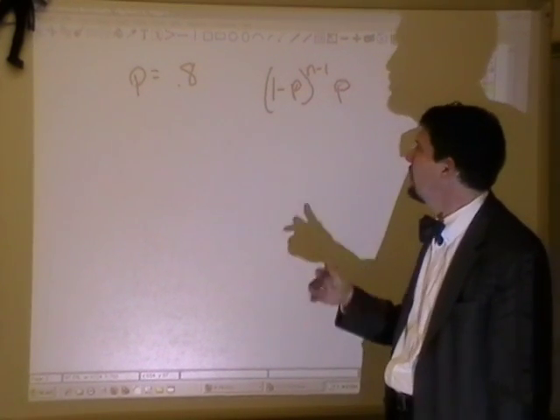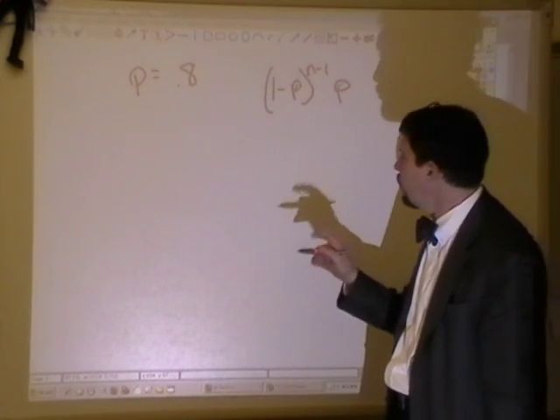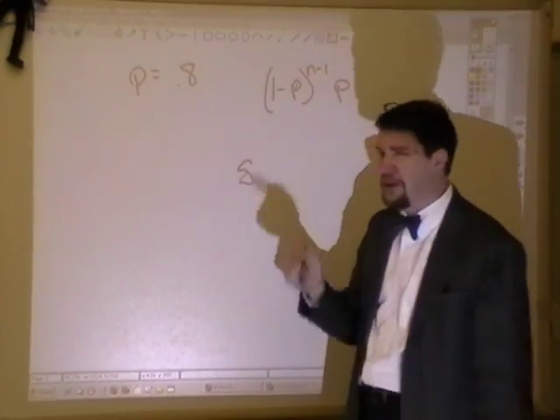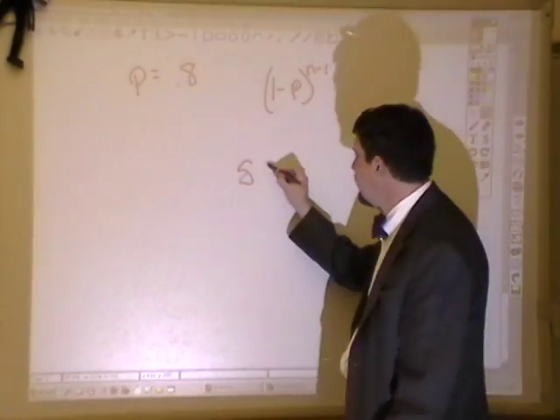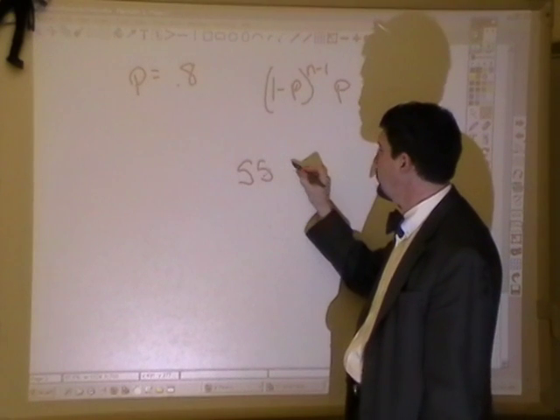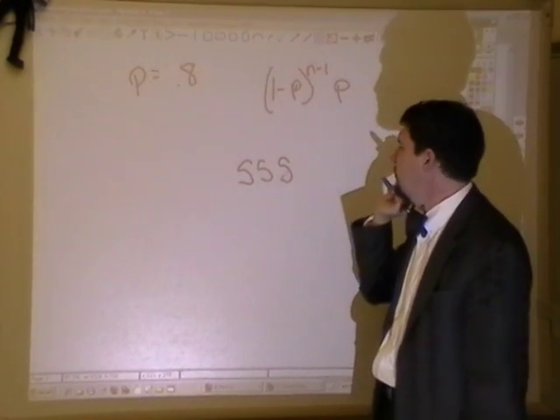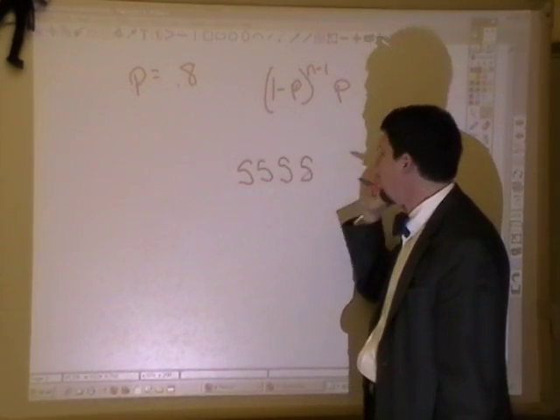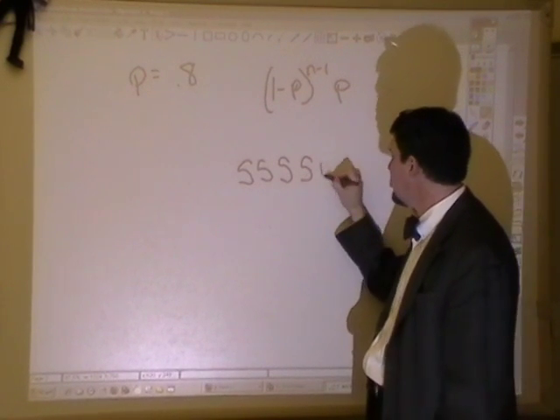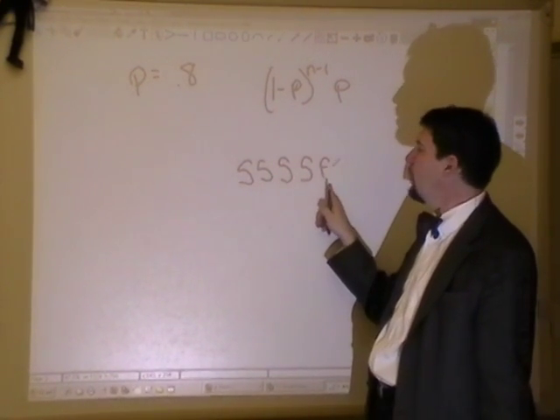I have 5 shots. And what happens on the first one? He makes it, so he has success. What happens on the second one? He makes it, he has success. What happens on the third one? He makes it, he has success. What happens on the fourth one? He makes it, he has success. What happens on the 5th one? He fails.